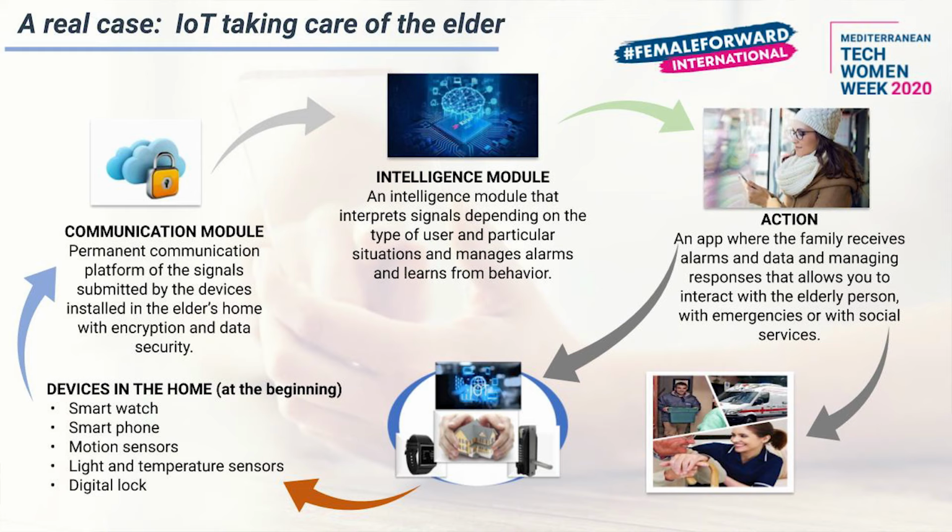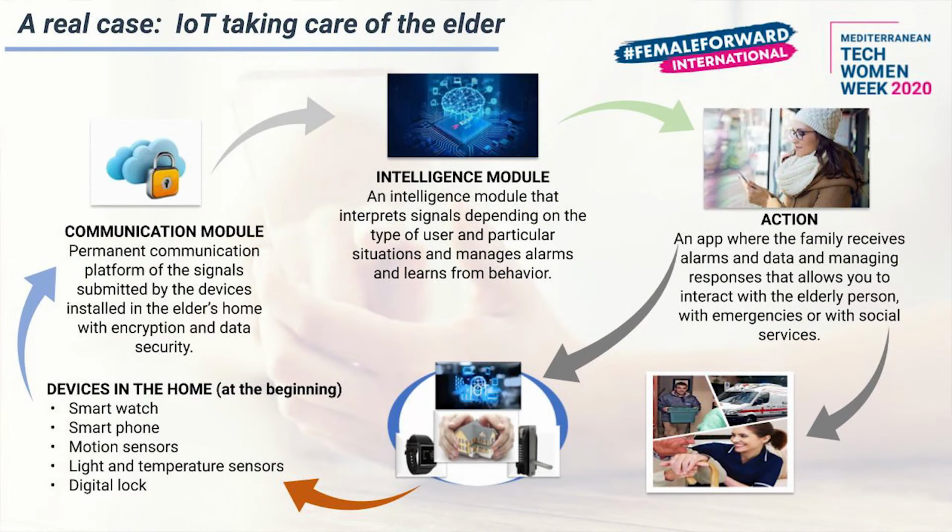First of all, we are using several devices at the home of the elder. We are using mechanical devices like temperature sensors, a movement sensor, a digital smart key, a smartwatch and a smartphone. Seeing that in the architecture of IoT solutions, we need several devices put in some place. In this case, it is the home of the elder. These devices are sending information about the number of movements of the elder, who is at home, at what time he is going out of the home, or at what time he is coming in.